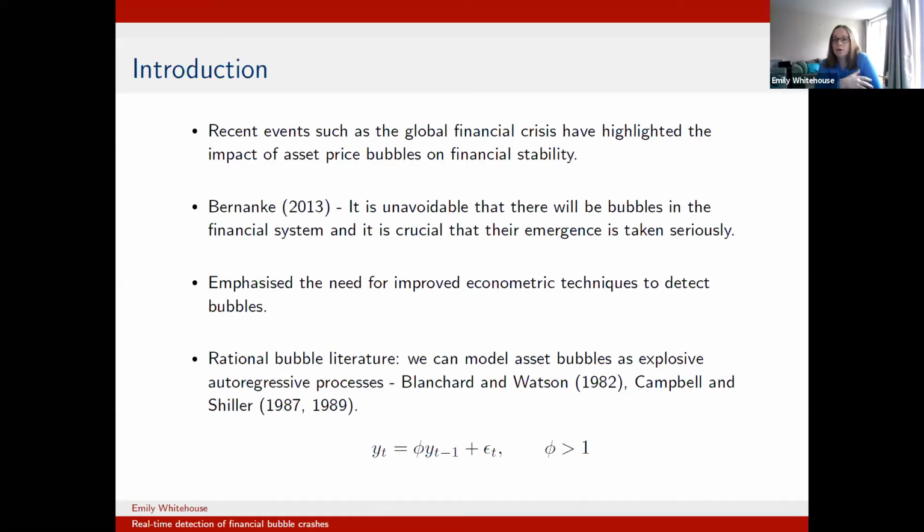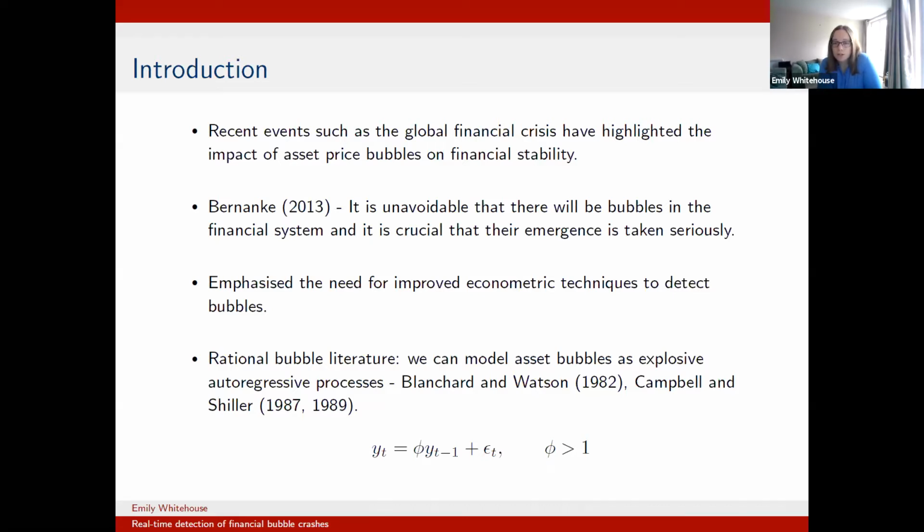So recent events like the global financial crisis, which was of course closely linked to bubbles in housing markets, have highlighted how detrimental asset price bubbles can be, not just to the market where they're contained, but to the whole financial system. And in 2013, Ben Bernanke gave a series of speeches where he said that it's unavoidable that there will be bubbles in the financial system, and therefore it's crucial that their emergence is taken seriously. Well, in order to do that, we need to know when bubbles exist. And so this has emphasized the need for econometric techniques which can help us detect those bubbles.